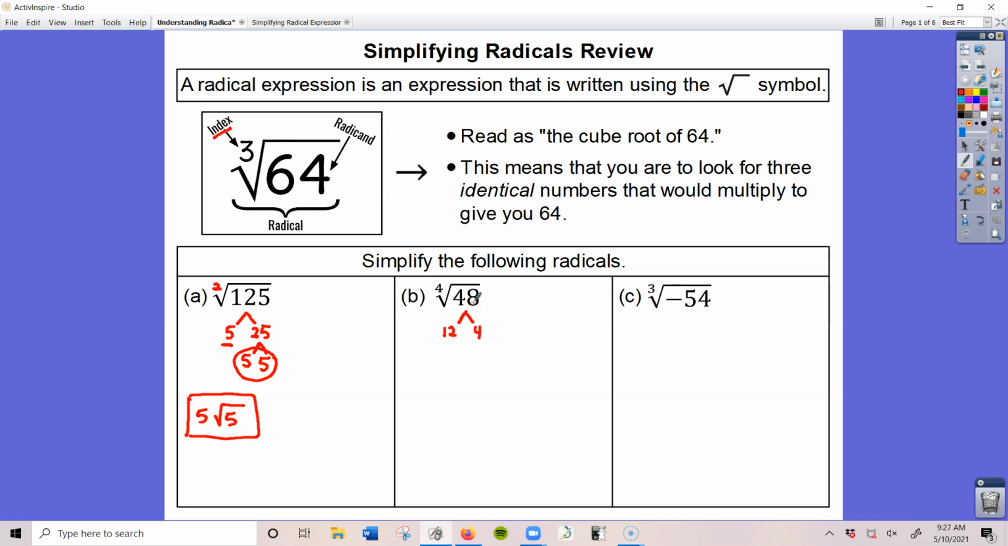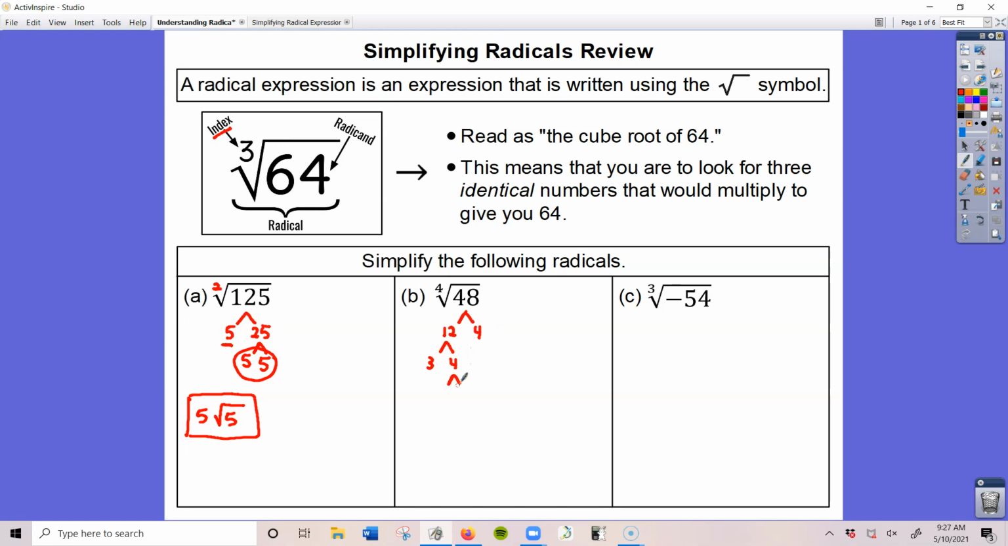However, I just want to note that it does not necessarily matter which 2 numbers you choose to start out with, because regardless, you're going to keep breaking them down until you find 4 identical numbers. Now this 12 can be broken down to 3 and 4. We still don't have 4 identical numbers. We have 2, but not 4. So that means that we have to keep breaking this down.